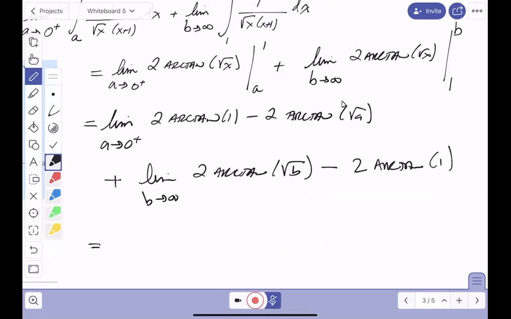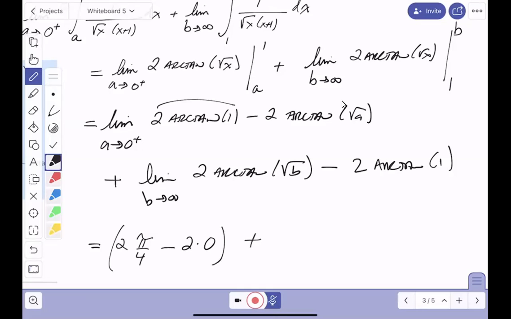Let's see if we can do it. And the first guy's pretty easy. This guy over here is going to be 2 times pi over 4, minus, well, this limit's defined. The root of a as a goes to 0 from the right side is going to be 0. Arctan of 0 is 0. So I'm going to put 2 times 0 down. All right, that's the first limit done.